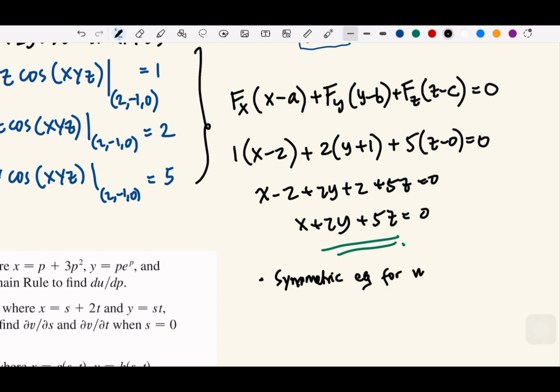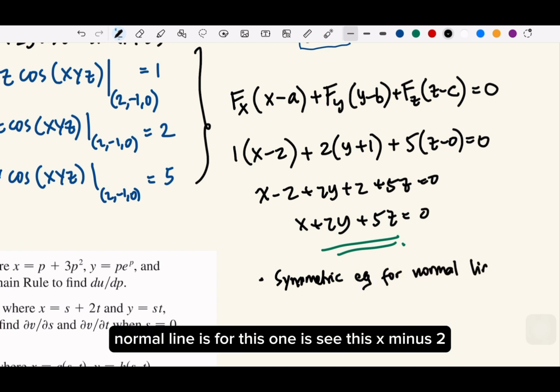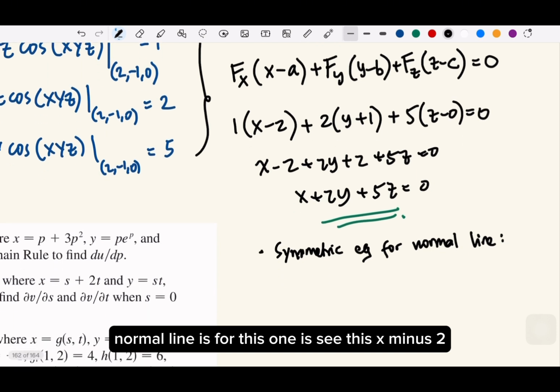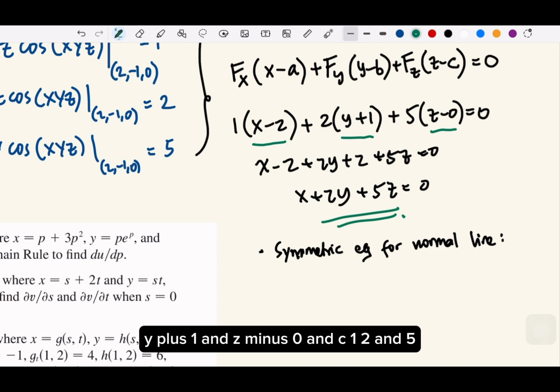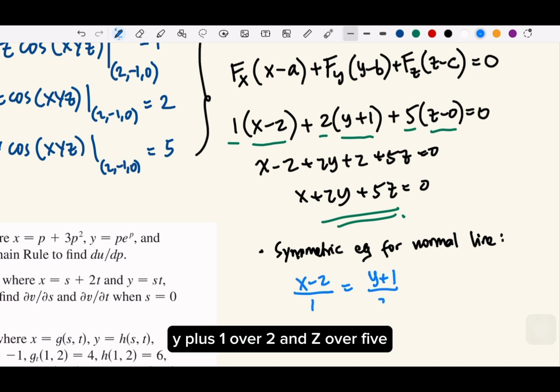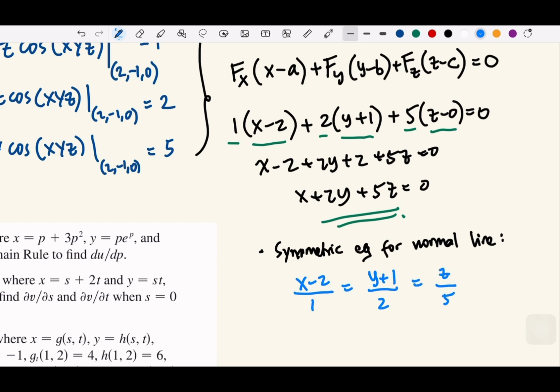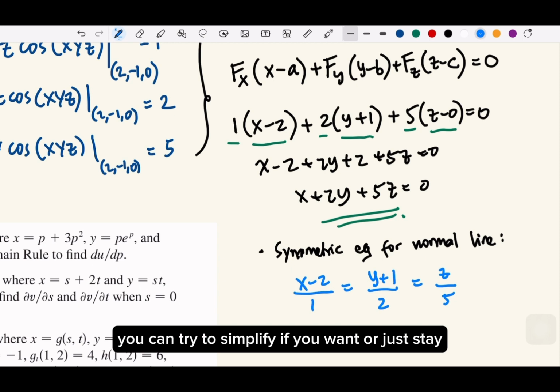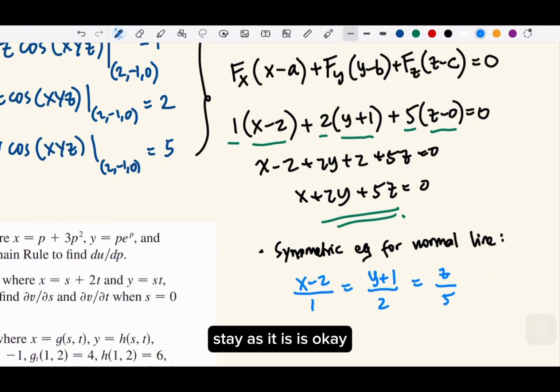The symmetric equation for the normal line, for this one, is: see this x minus 2, y plus 1, and z minus 0, and then see 1, 2, and 5. Okay? So what we are going to write is x minus 2 over 1, y plus 1 over 2, and z over 5. You can try to simplify it if you want, or just leave it as it is. It's also answering the normal line.